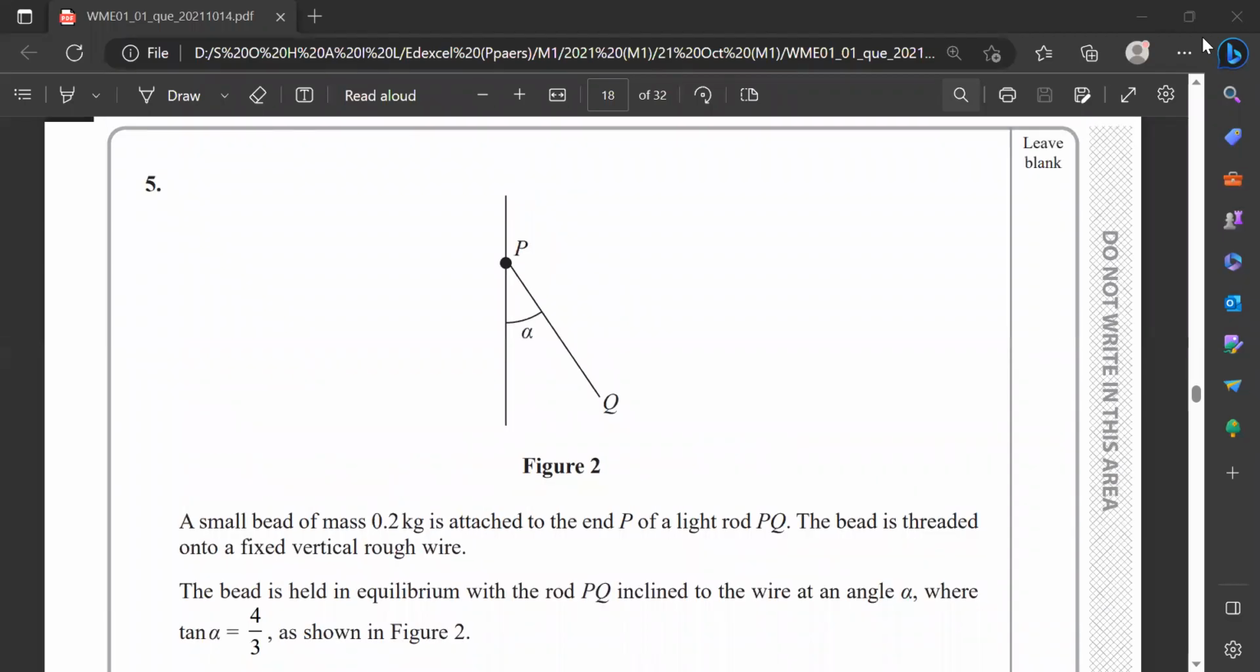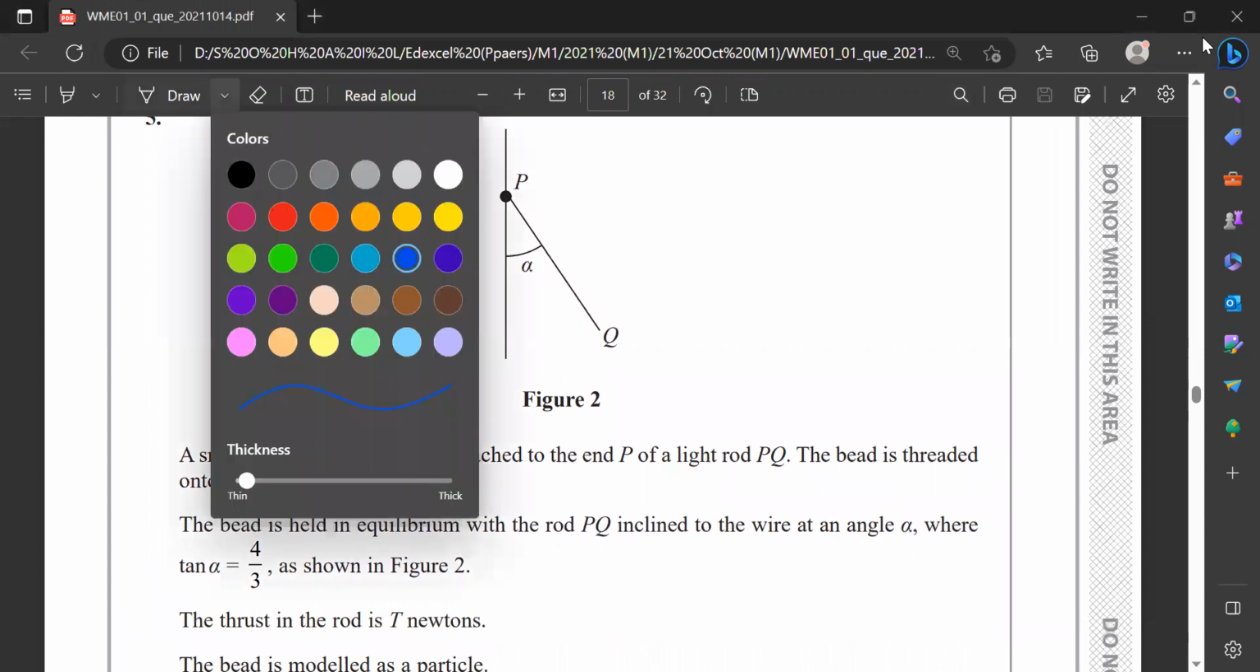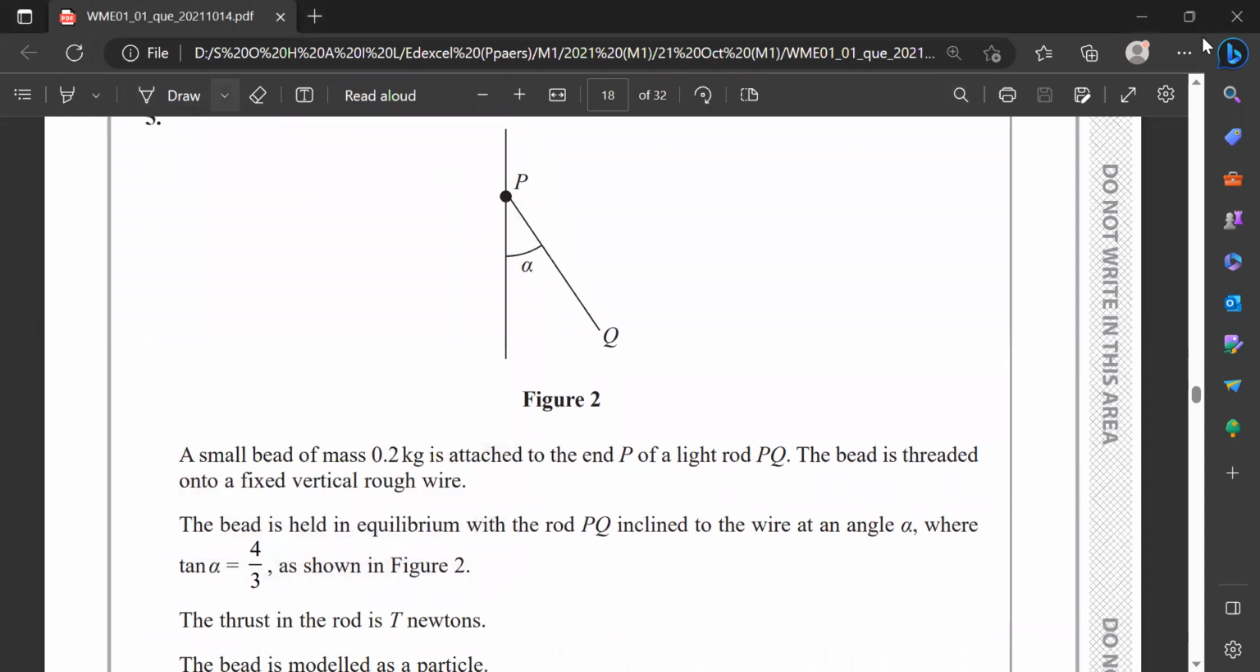Paper 21, M1, question number 5. A small bead of mass 0.2 kg is attached to the end P of a light rod PQ. The bead is threaded onto a fixed vertical rough wire. The bead is held in equilibrium with the rod PQ inclined to the wire at an angle alpha, where tan alpha equals 4/3, as shown in figure 2.